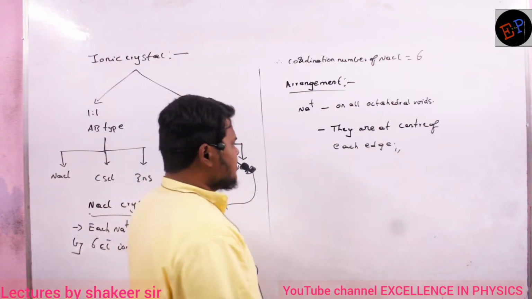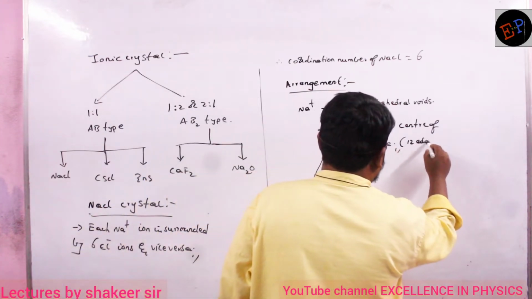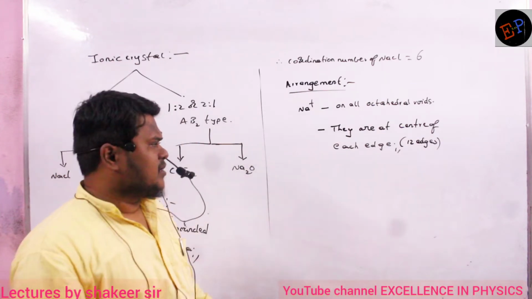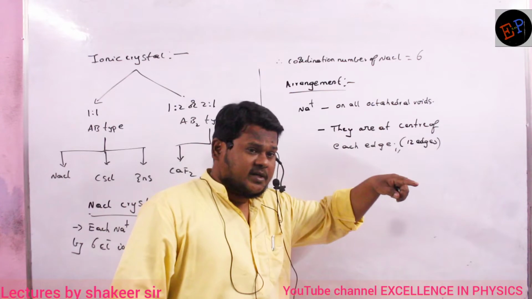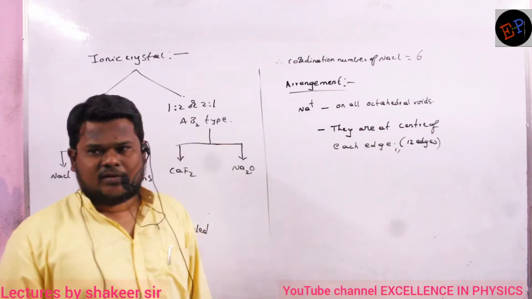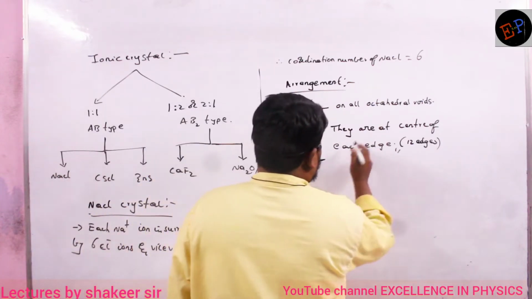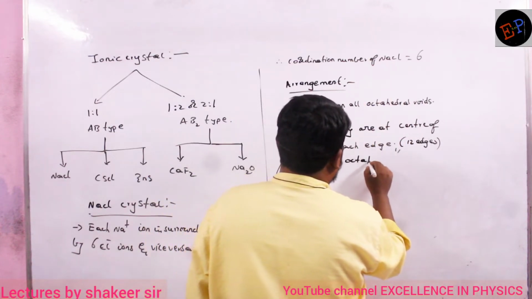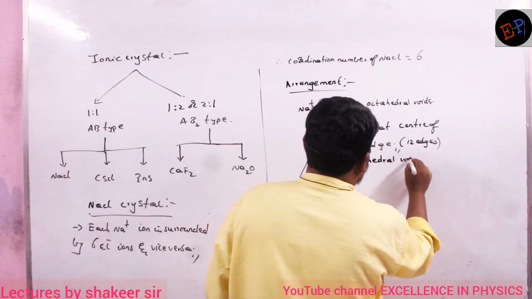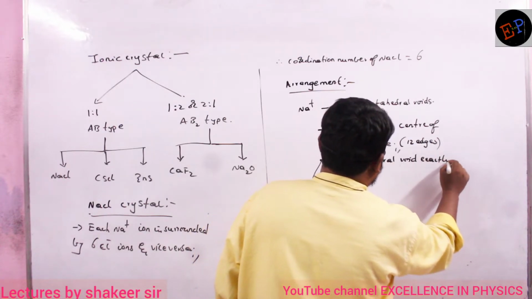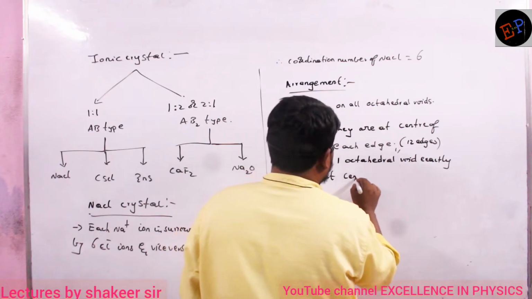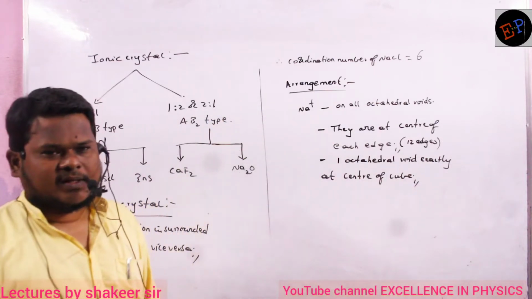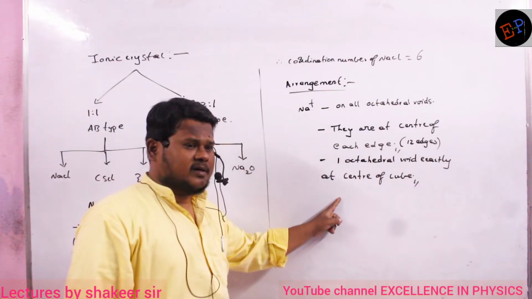So totally how many edges are there? For a cube, 12 edges will be there. So on 12 edges, at the center of each edge, you will find one Na+ ion. And one more octahedral void is present exactly at the center of the cube. Is it clear? So this is the arrangement of octahedral voids.